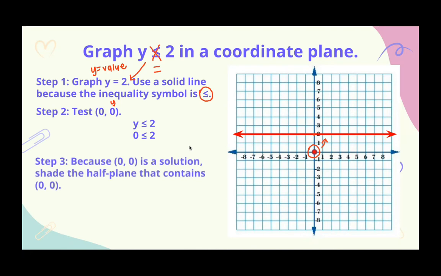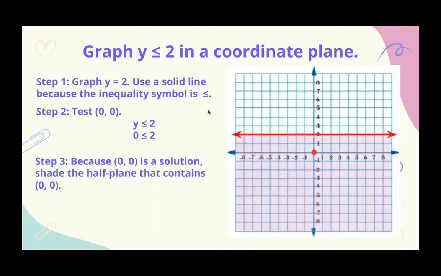Now, because 0, 0 is a solution, you're going to shade the half plane that contains the point 0, 0. What we mean when we shade the half plane that contains that point is just to shade the area where the point is on the coordinate plane. So in the case of this graph, our final result will look like this. You can see that we've shaded the entire plane where 0, 0 lies. So this is the half plane that contains all the solutions of the inequality.